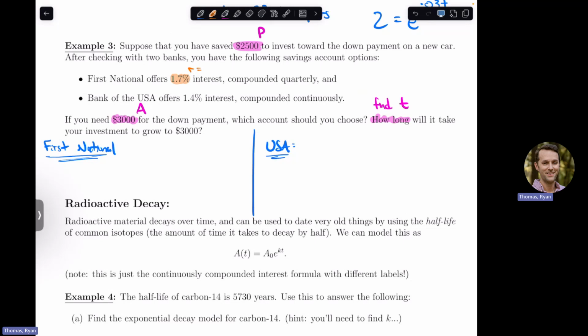1.7%, so R is 0.017. Just make sure to be careful with decimal points there. You're sliding it over two places or dividing by 100. Right, so 0.017. Compounded quarterly. So periodic formula with n equal to 4. The other one, you've got 1.4% interest, so 0.014, but compounded continuously.